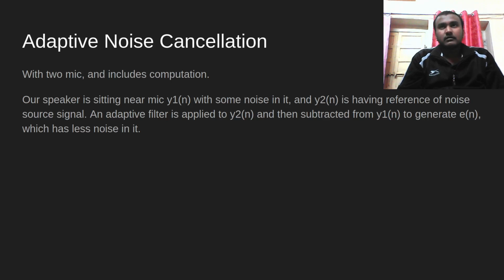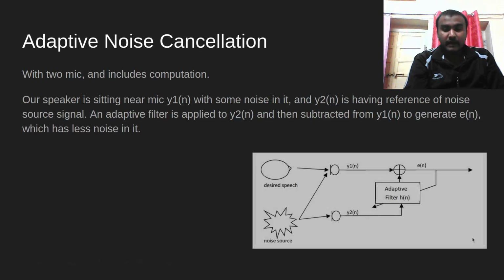On the slide where I showed the different types, I said that adaptive noise cancellation can be divided into 2 parts: multi mic and single mic. Multi mic is too complex, so I take 2 mics, and it also includes computation. It's like this diagram. There are 2 mics.